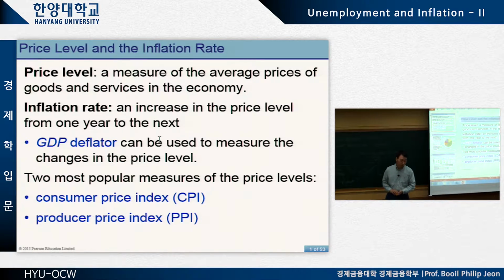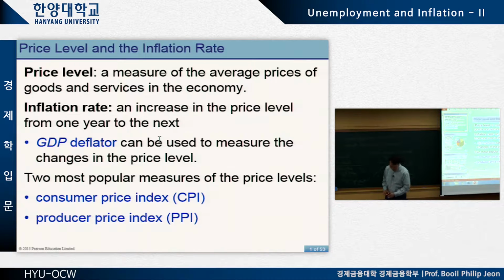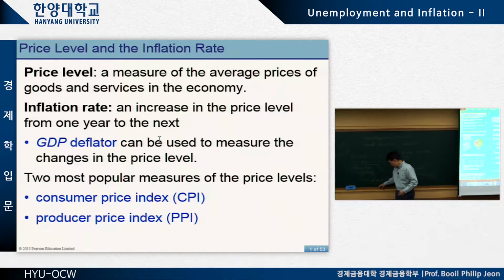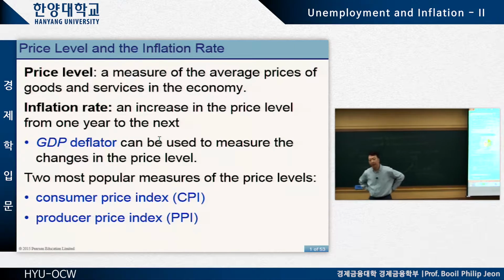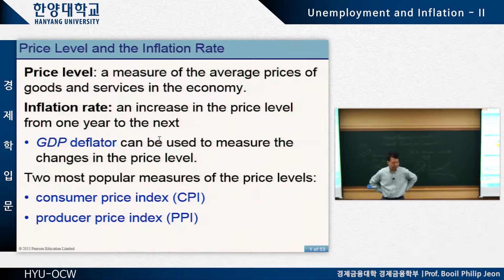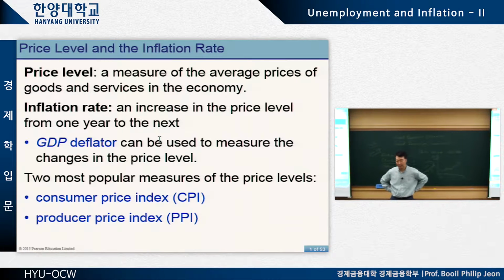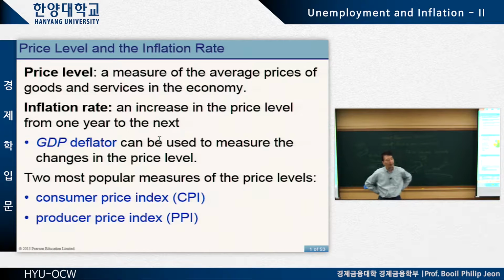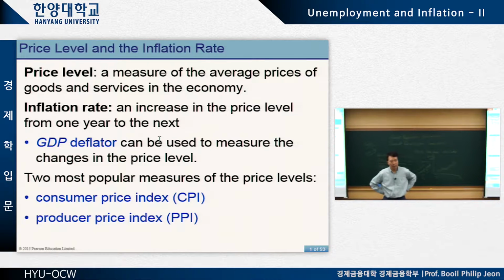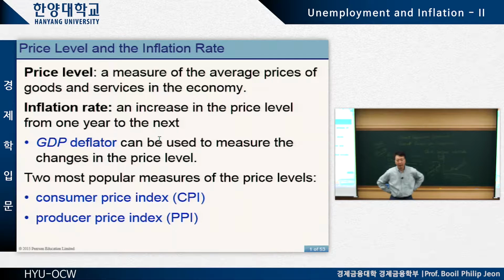Second part of this chapter is on inflation. So far we've talked about unemployment, but we're going to talk about inflation now. Both unemployment and inflation are considered vices in economics. Evil. Those are evil. So we try to reduce or eliminate both unemployment and inflation. The difficulty is there is a trade-off.